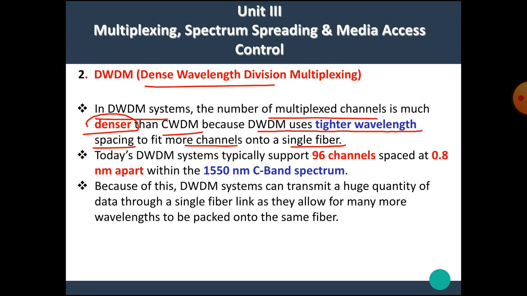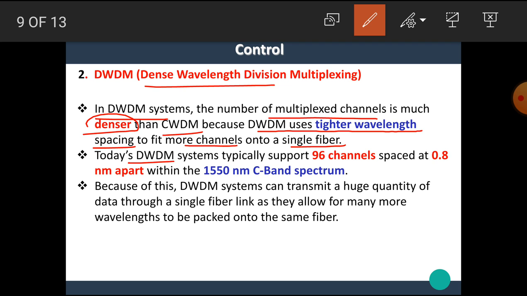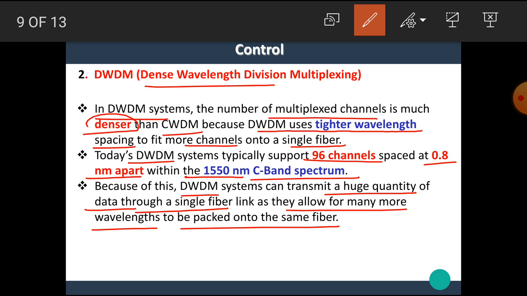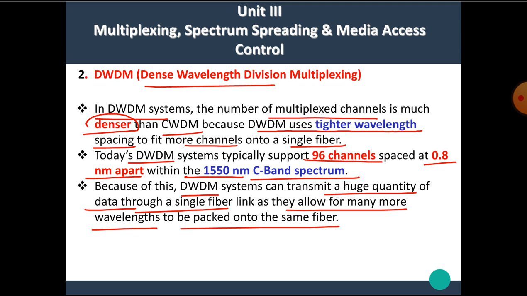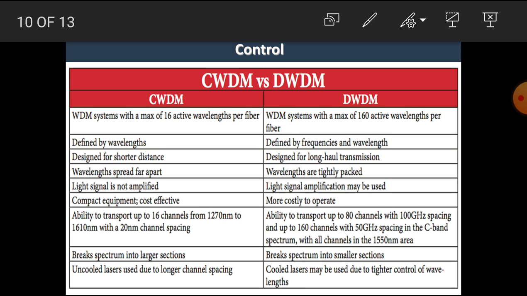Today's DWDM systems typically support 96 channels spaced 0.8 nanometer apart within the 1550 nanometer C-band spectrum. Because of this, DWDM systems can transmit a huge quantity of data through a single fiber link, as they allow many more wavelengths to be packed onto the same fiber. I hope you all understand the CWDM and DWDM systems.